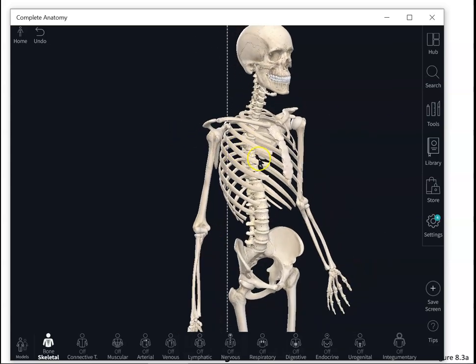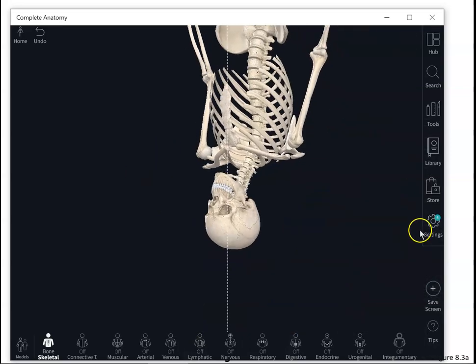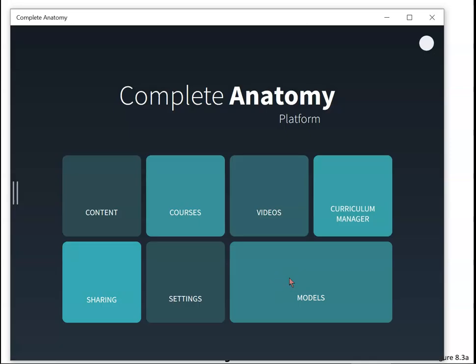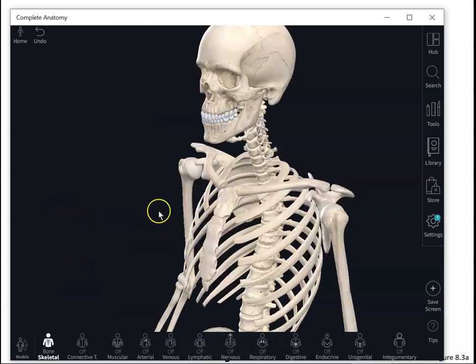What we've been talking... Oh my God. You son... Okay, so Complete Anatomy crashed again.